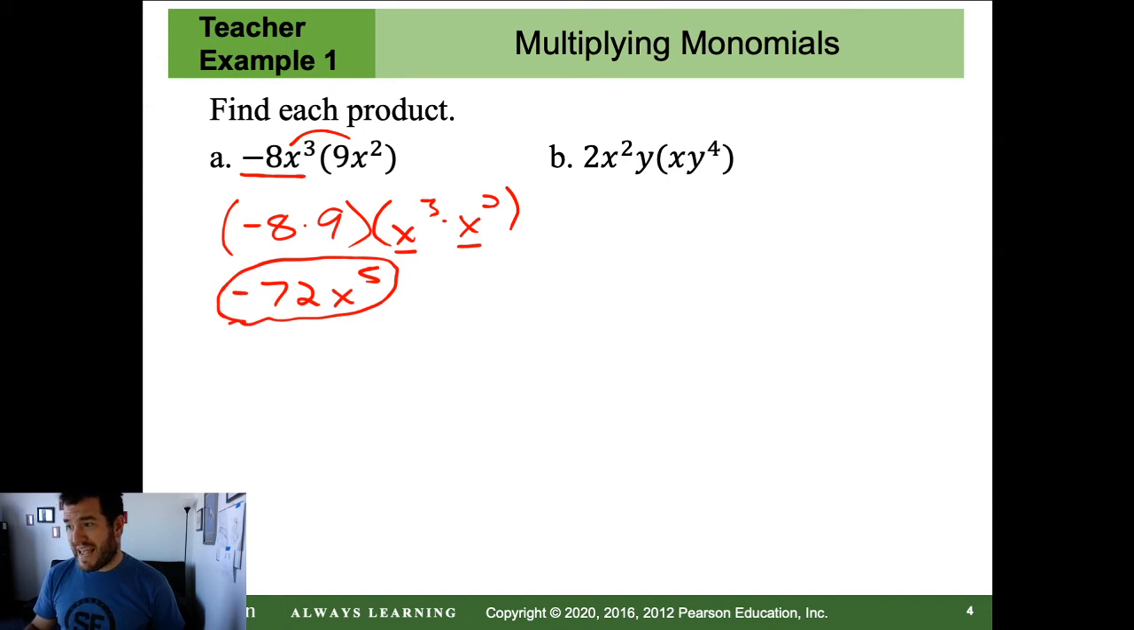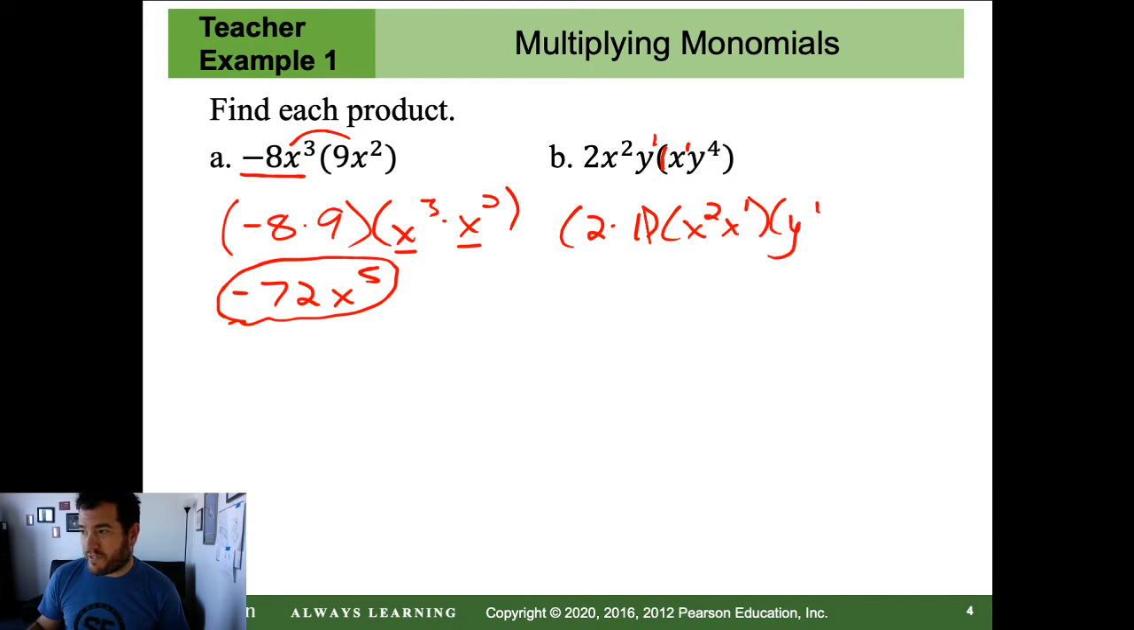Over here, again, I'm going to add in some ones that aren't there just so we can see what's going on. What I mean is that this y doesn't have an exponent on it, but I'm going to give it an exponent of 1. There's no coefficient on this xy to the 4th, but I'm also going to give it a 1, and I'm going to put a 1 up here. And why I do that is when I break these down, I have to realize that 2 times 1 is happening for my coefficient, that I have an x squared times an x to the 1st, and then I have a y to the 1st times y to the 4th.